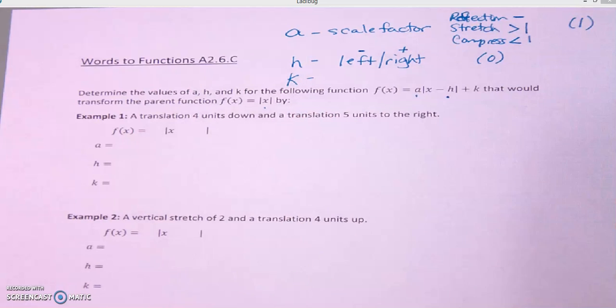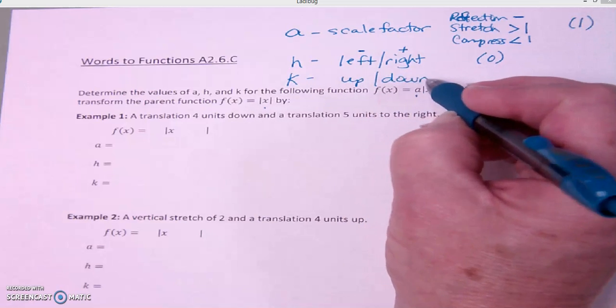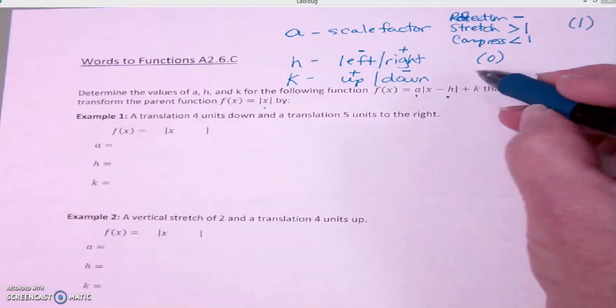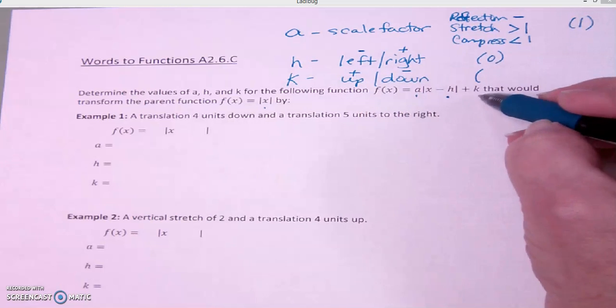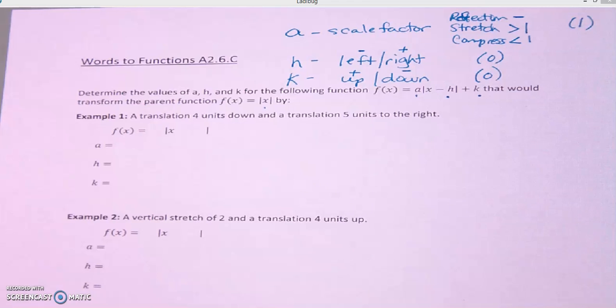K is going to be what tells you if it moves up or down. Up is going to be a positive number, down will be a negative number. And again, if you don't have anything outside of your absolute value, it's going to be understood to be 0.